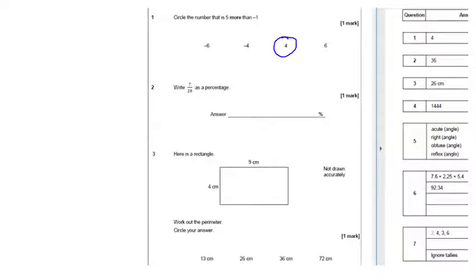I'm thinking 4. If you remember, you've got -1, 0, 1, 2, 3, 4. I'm thinking about temperature. So if it's 5 more, 5 more than -1 is 4. Okay.